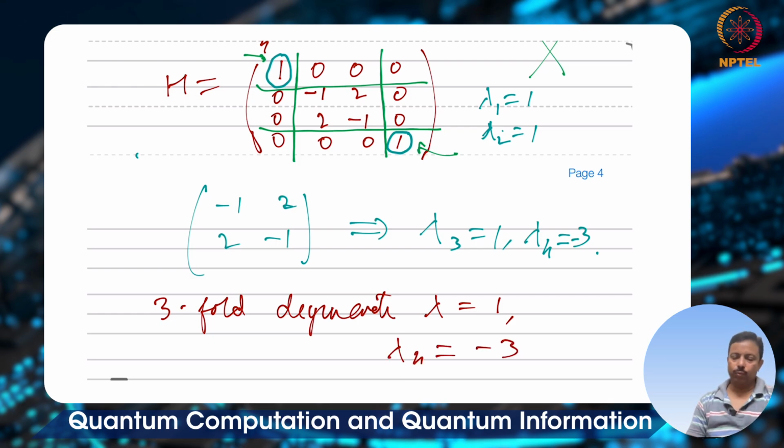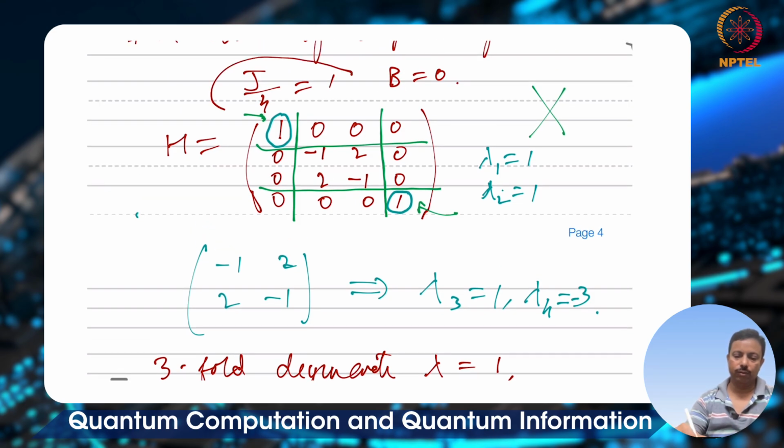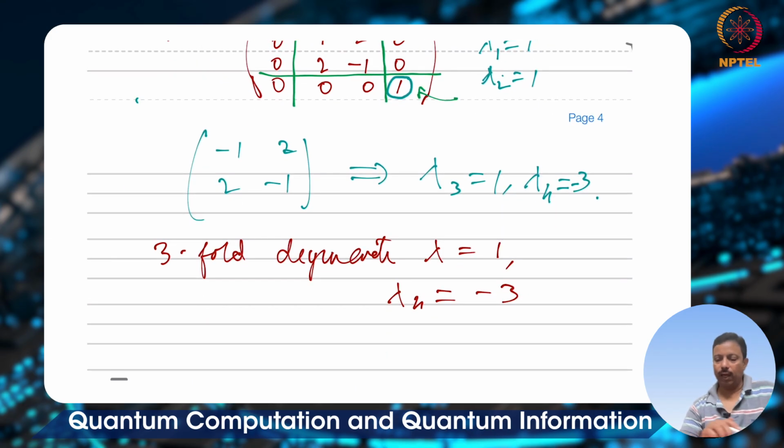Now remember that we had put J by 4 equal to 1, right? So if I substitute that back, then the threefold degenerate state has eigenvalue J by 4, and the other is minus 3J by 4. So threefold degenerate J by 4 and minus 3J by 4.